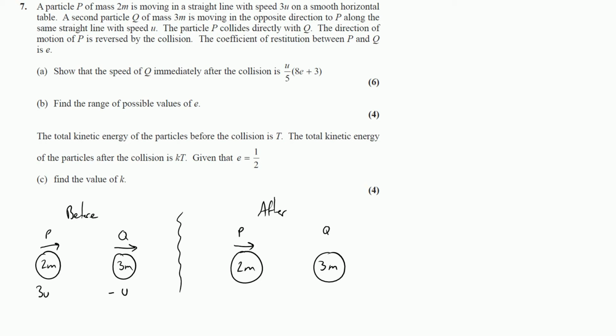And afterwards, I know that P changes direction, so let's assume that it has velocity Vp, which is a positive value, but because it's going in the opposite direction, I need to make that negative, just like I did with the u in the first part. And this one here is going to be Vq. I don't know anything about that currently. We need to show the speed of Q immediately after the collision.